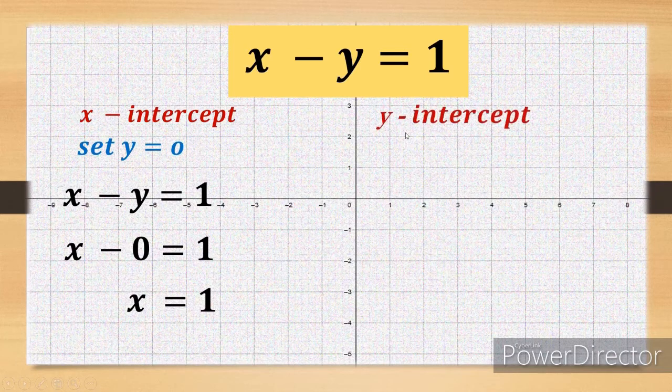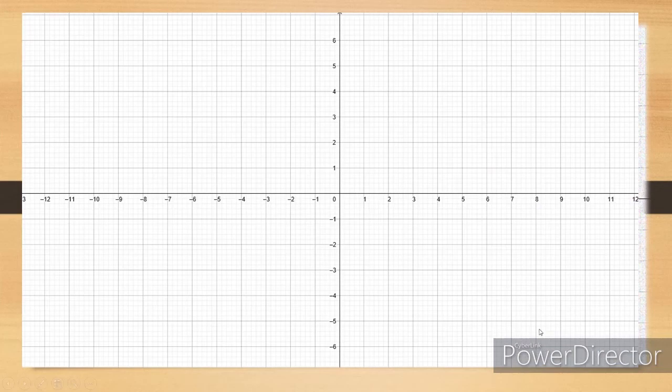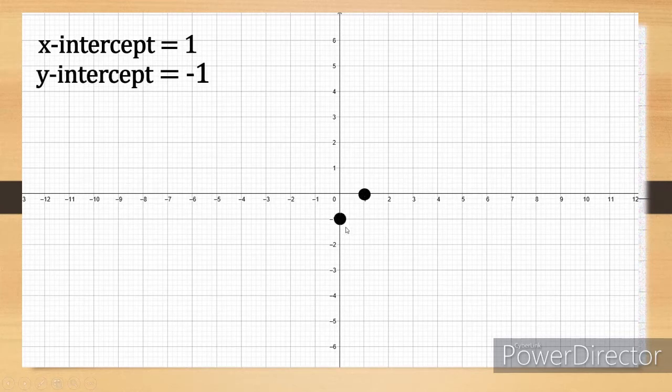Next, we have y-intercept. Set x as 0. So, this time, our x here is 0. So, we have negative y equals 1. And divide both sides by negative 1 to make this positive. So, we have y equals negative 1. So, i-graph lang natin yon. X-intercept natin is positive 1, andito. And our y-intercept is negative 1. Then, kukonect lang natin yung 2 points. This is the graph of the first equation.